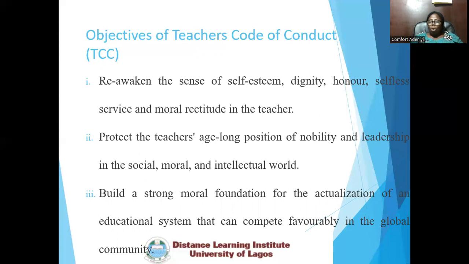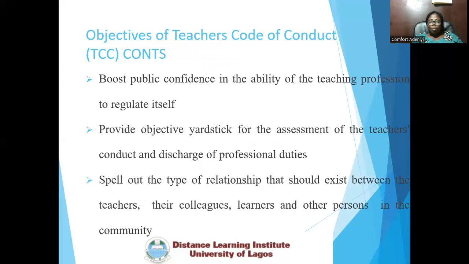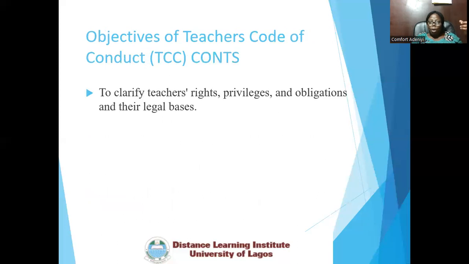That is to make teachers have a kind of honor and serve as leaders in the society and at large. Three, provide an objective yardstick for assessment of teachers' conduct and discharge of professional duty. Like I said earlier, where there is no law, there will be no sin. So this code of conduct provides ways of assessing teachers. Four, spell out the type of relationship that will exist between the teacher, their colleagues, their learners, and the people in the community. And lastly, clarify teachers' privileges and obligations, and their legal basis.